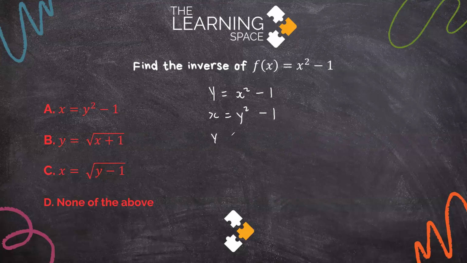I'll say y squared is equal to x minus 1. Then y is equal to the square root of x minus 1. Okay, I see why some people picked D, because I did not include plus or minus, right? I did not see that one. But wait, hang on. Am I on the right track?